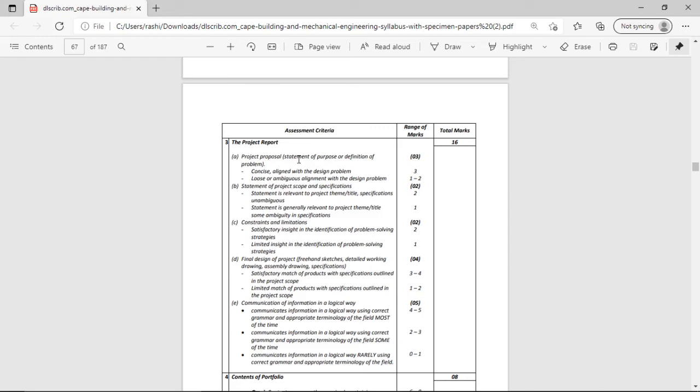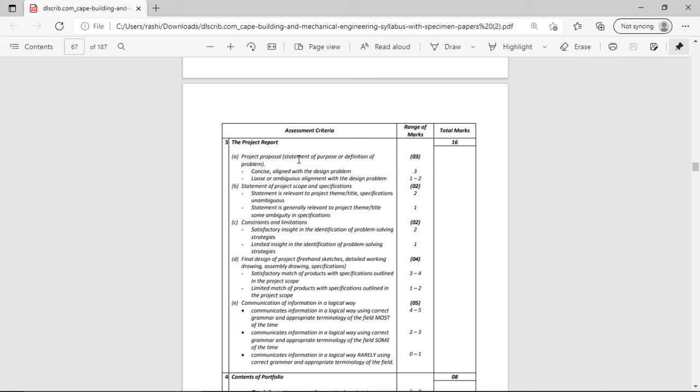All right, statement of project scope and specifications. You basically talk about how you're going to be solving the problem, how long you think this might take, and what the different specifications involved in the project are. Okay, constraints and limitations. Within everything there are going to be limitations. So you talk about the different limitations that you had in completing the project itself, and also in completing the report, completing the SBA.